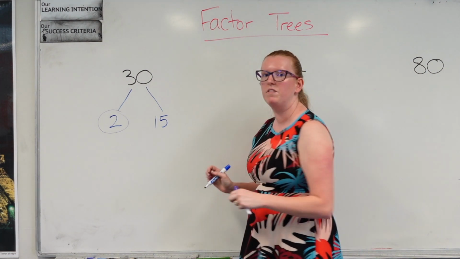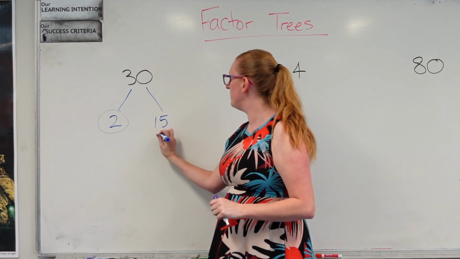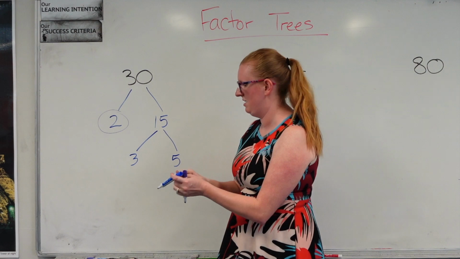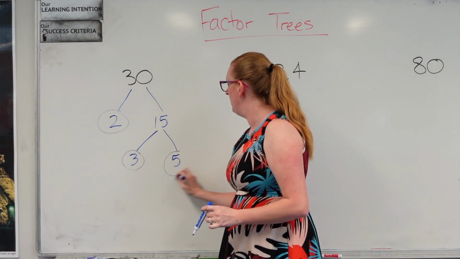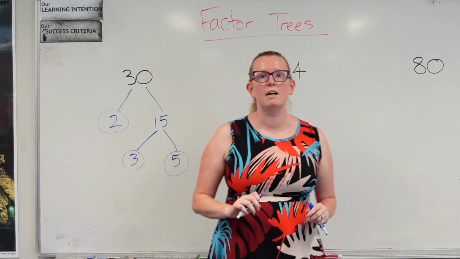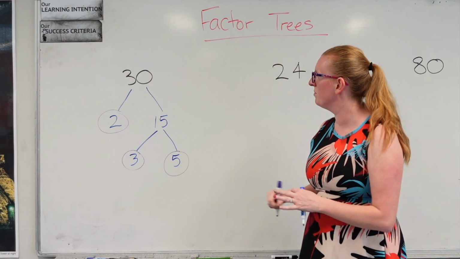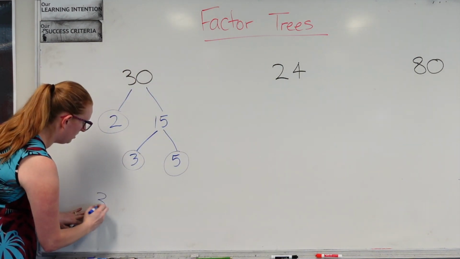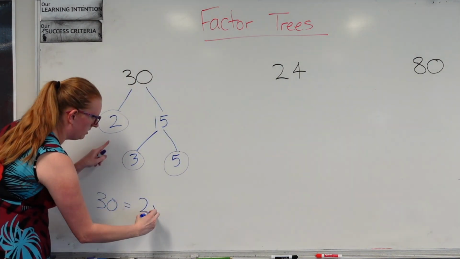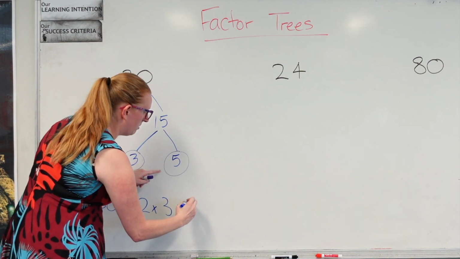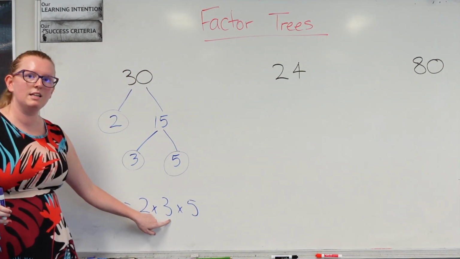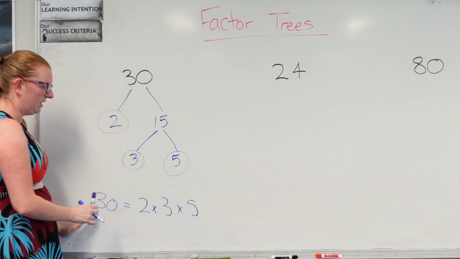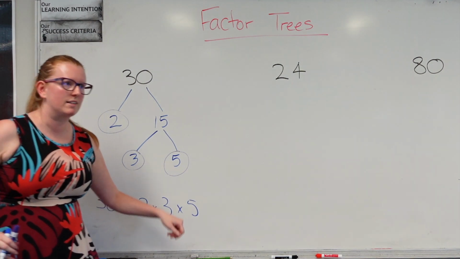Whereas 15 I can. 15 is a composite number, so I can break 15 into 3 and 5. 3 times 5 equals 15. And there we go, I have hit prime numbers now. I can't break those numbers down any further. So the number 30 could be written as 2 times 3 times 5. Because 2 threes are 6 and 6 fives are 30. So I've broken my 30 down into its prime factors.